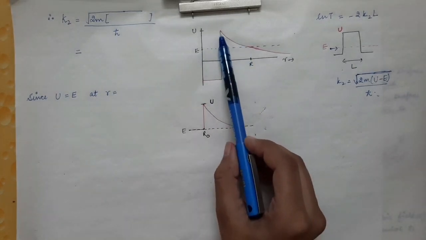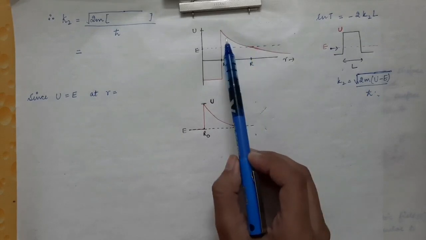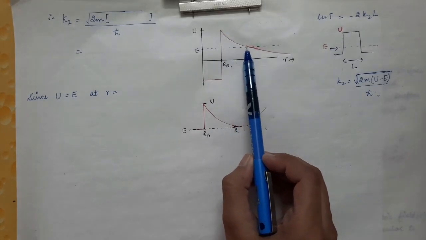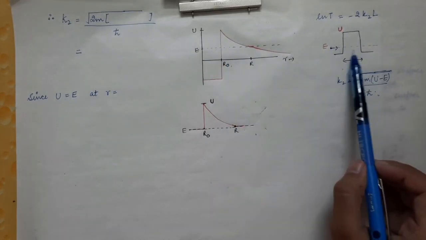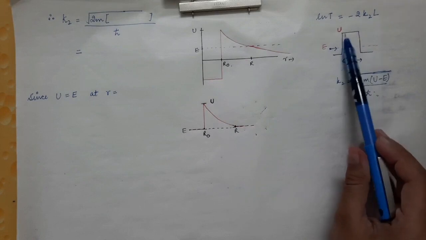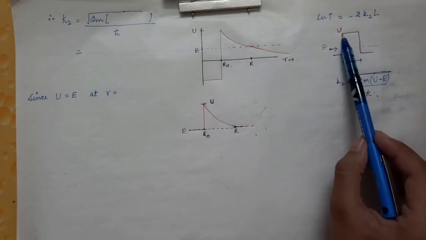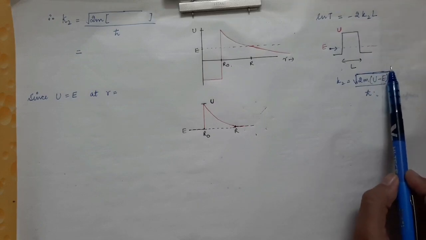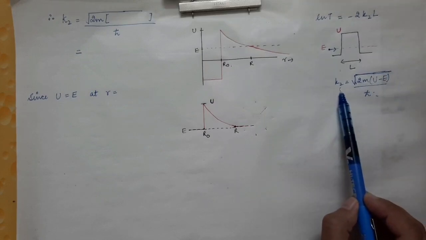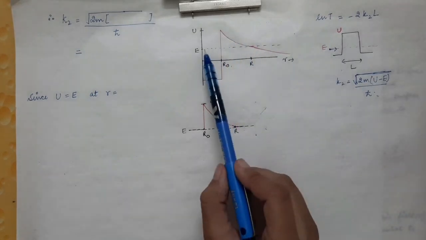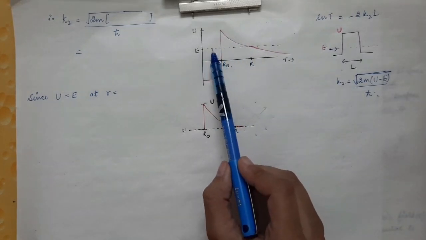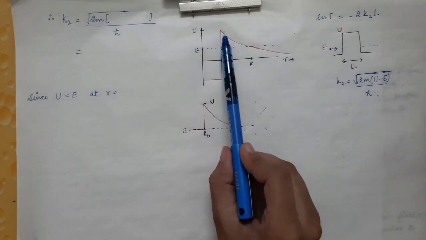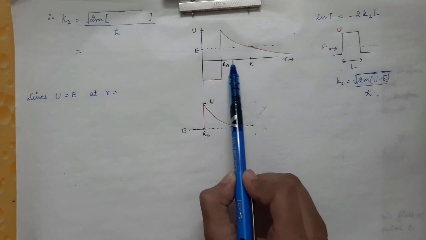The barrier which the alpha particle has to cross is of decreasing height. The height of the barrier is decreasing with the distance. Here the barrier height was constant, so K2 was constant because U was constant. If U is constant and E is also constant, K2 will be a constant value. Whereas for the alpha particle, the barrier height is decreasing, so U will decrease with increasing distance.